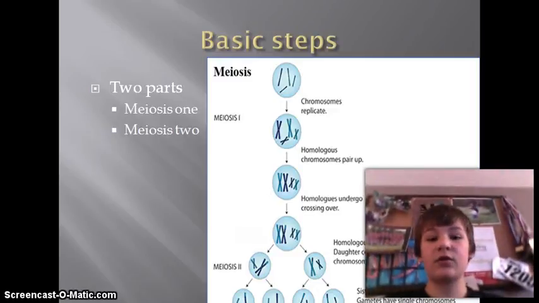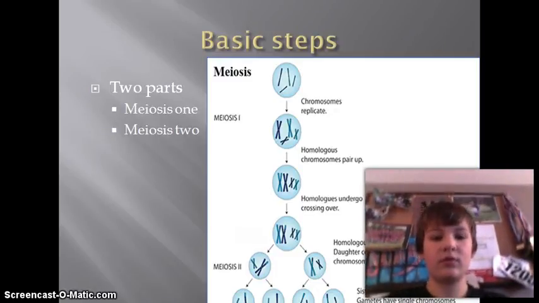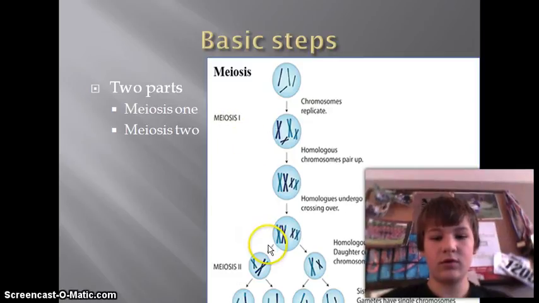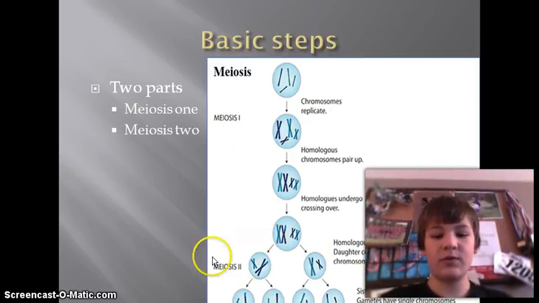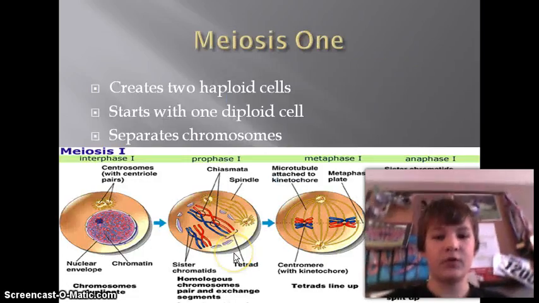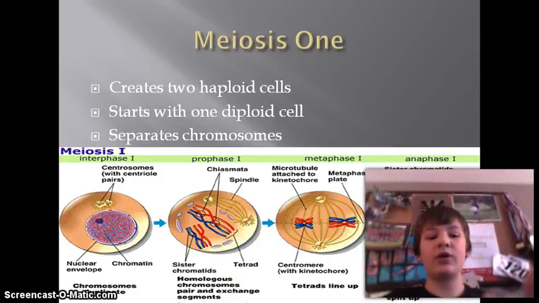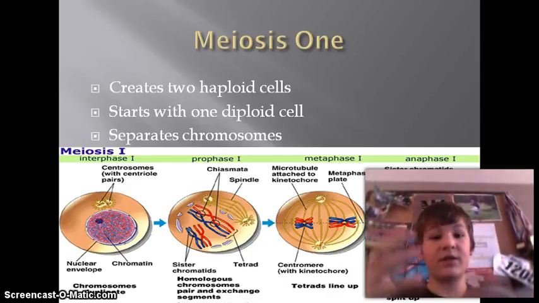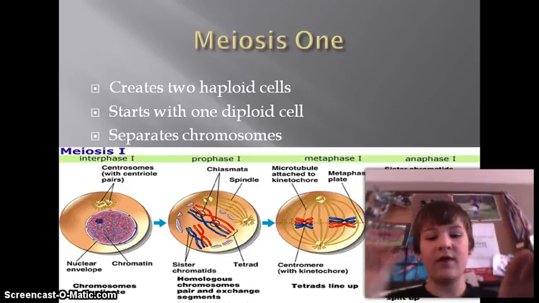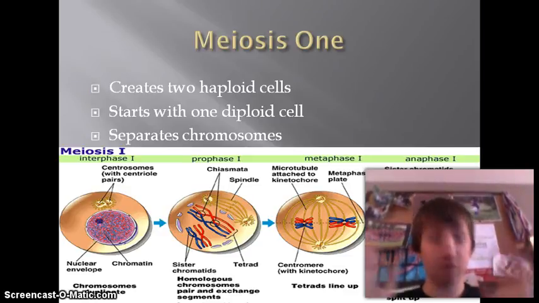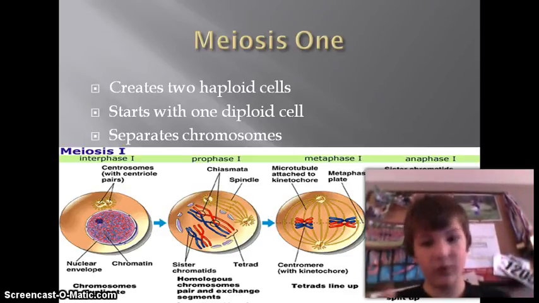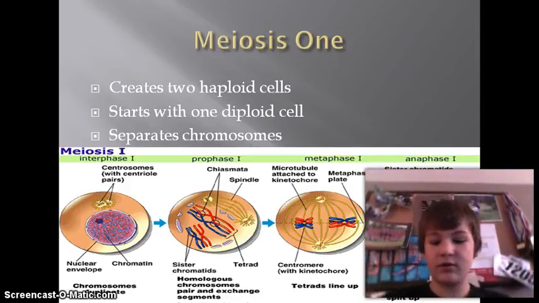So the basic steps, there's two parts: meiosis 1, which is from here to here, and meiosis 2, which is this bottom part. Meiosis 1 is where it creates the two haploid cells. You start with one diploid cell, and then it separates the chromosomes, and so these two haploid cells created out of meiosis 1 have half the number of chromosomes as the original one, which is really important. That's like the whole point of meiosis.